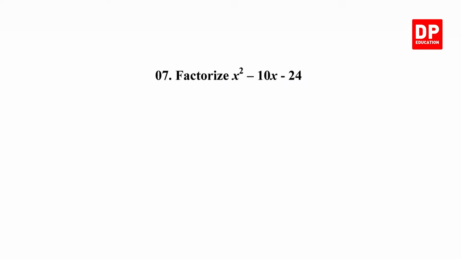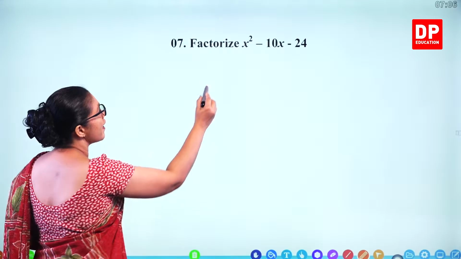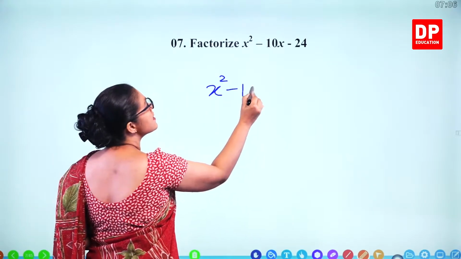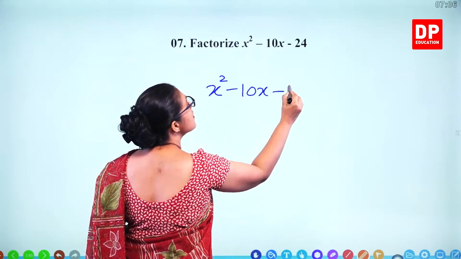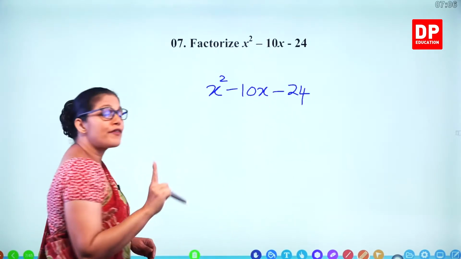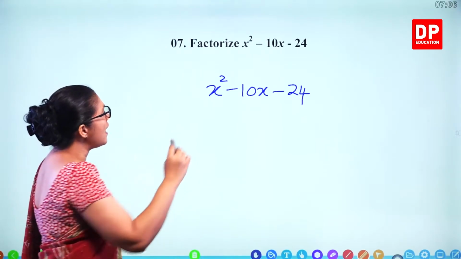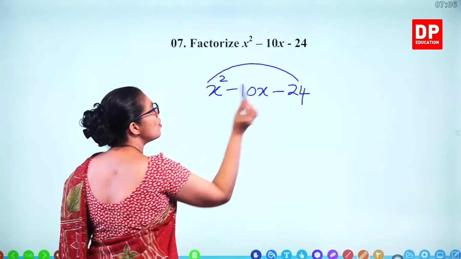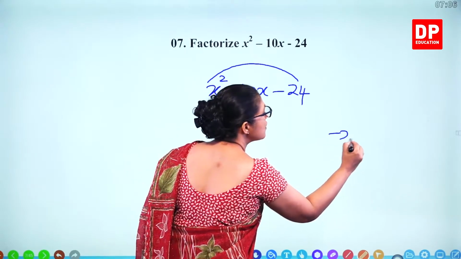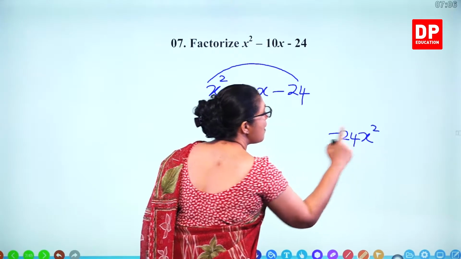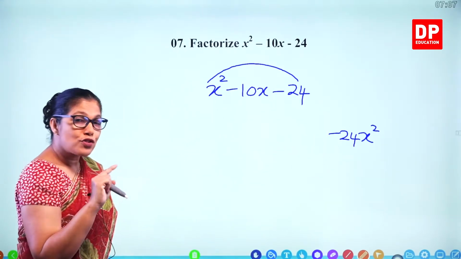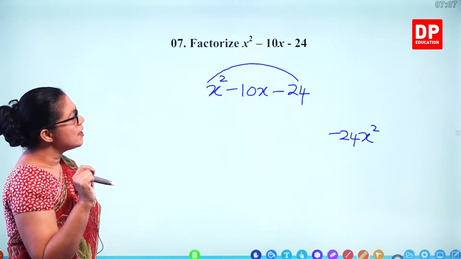Question number 7. Factorize x squared minus 10x minus 24. This is a quadratic expression. So how do you do that? You multiply these two, you get minus 24x squared. This is minus, that means you have to take the difference between two terms.